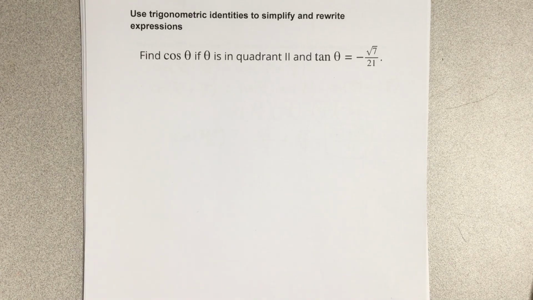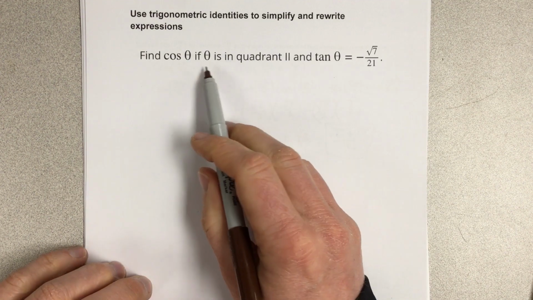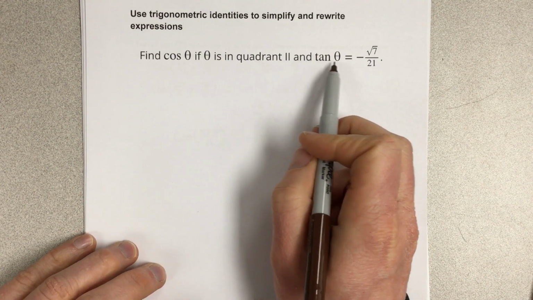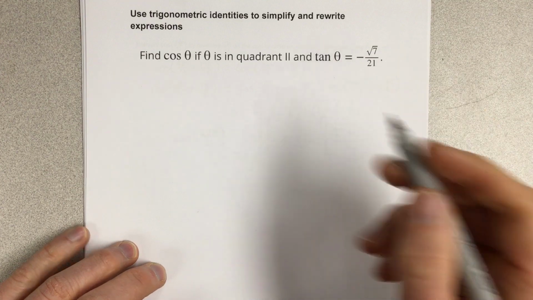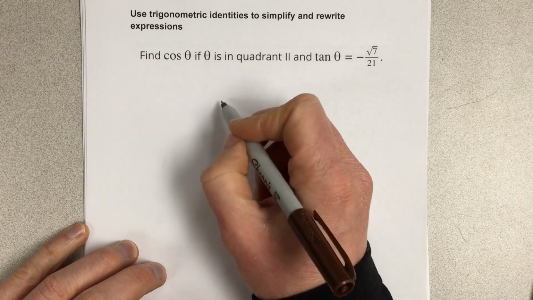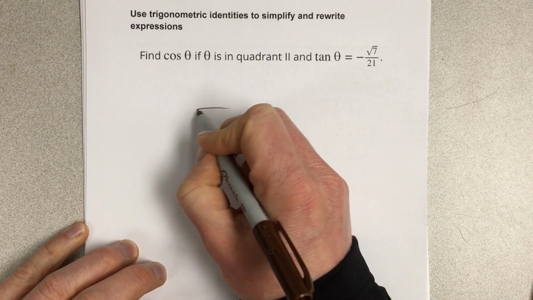In this video, we're going to use trigonometric identities to simplify and rewrite expressions. It says find cosine theta if theta is in quadrant 2 and tangent theta is negative root 7 over 21. So quadrant 2 would be a triangle that looks like this.